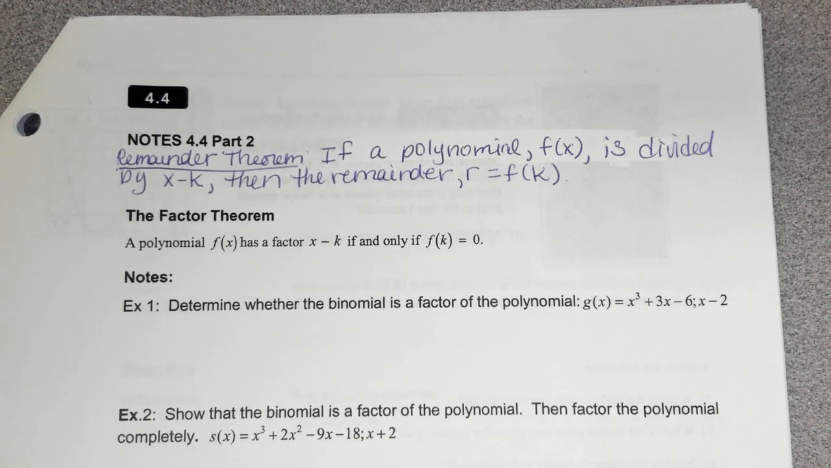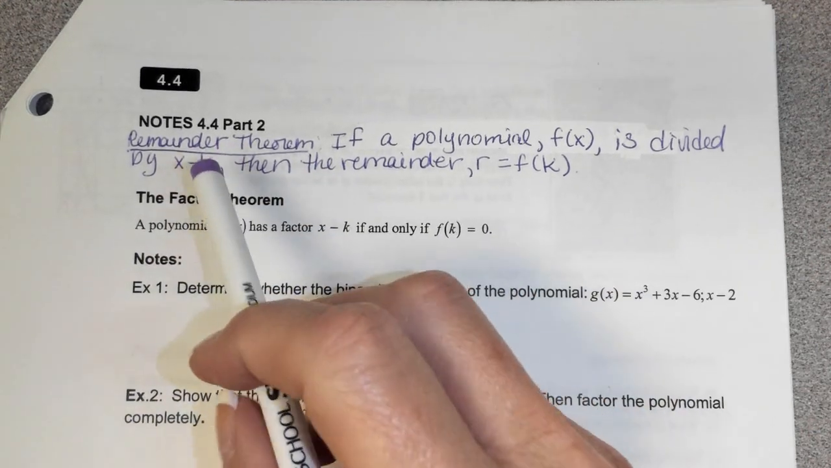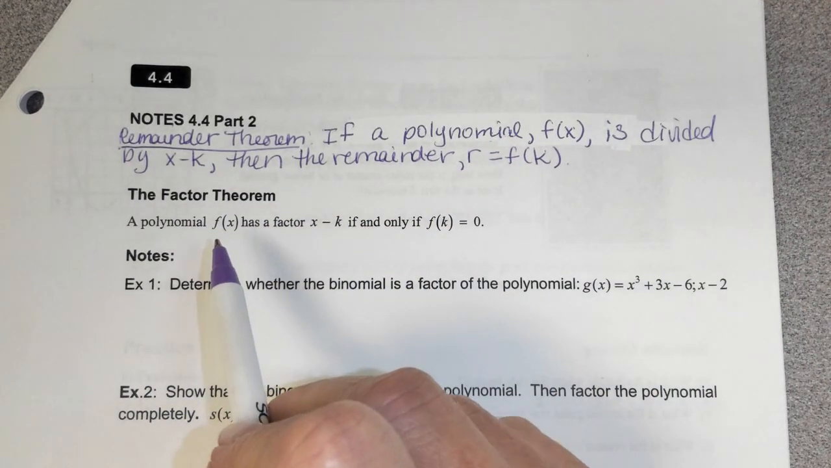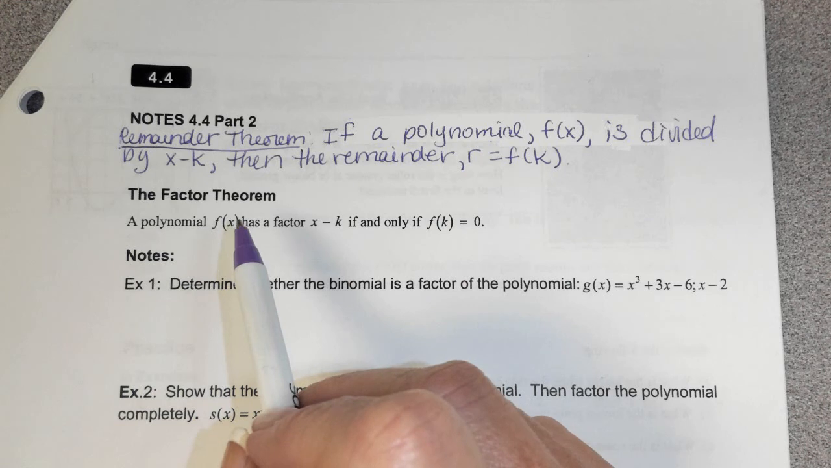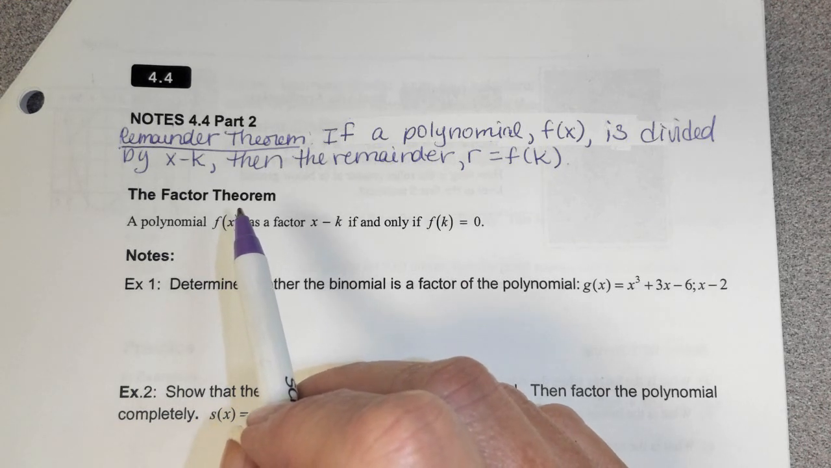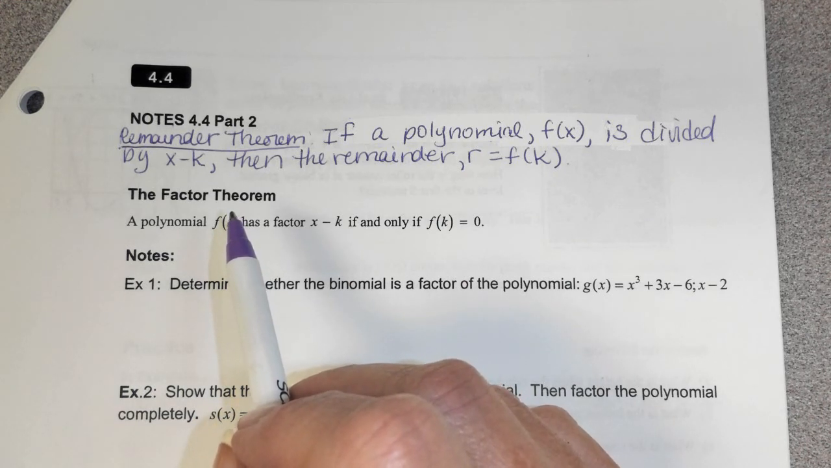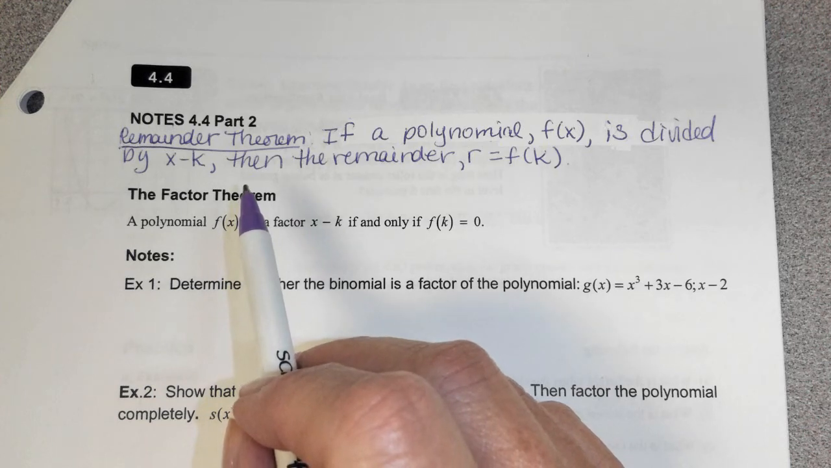So we are looking at section 4.4, part 2. And this is going to be all about how do we know how to completely factor a polynomial if they tell us one of the factors. That's what we're going to be looking at.